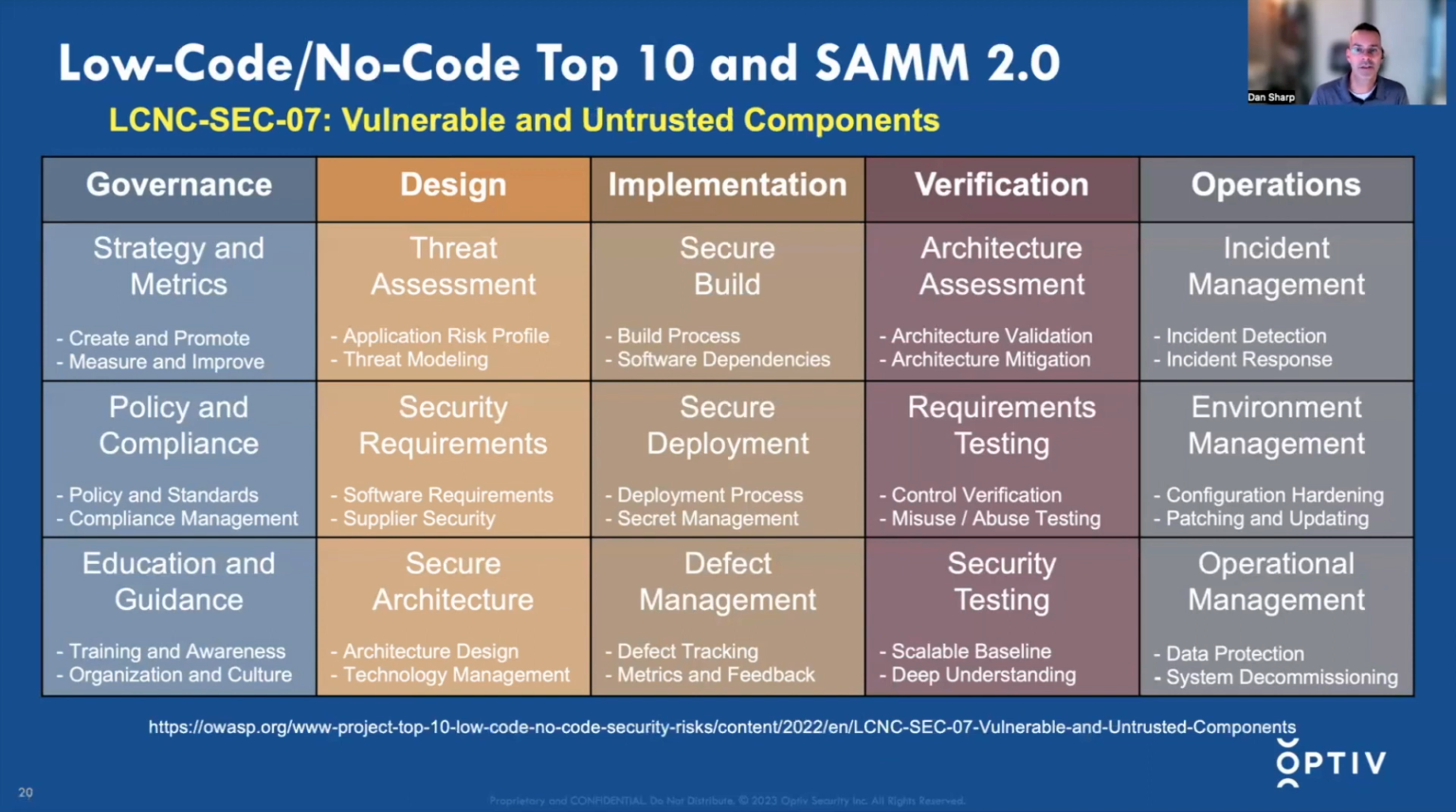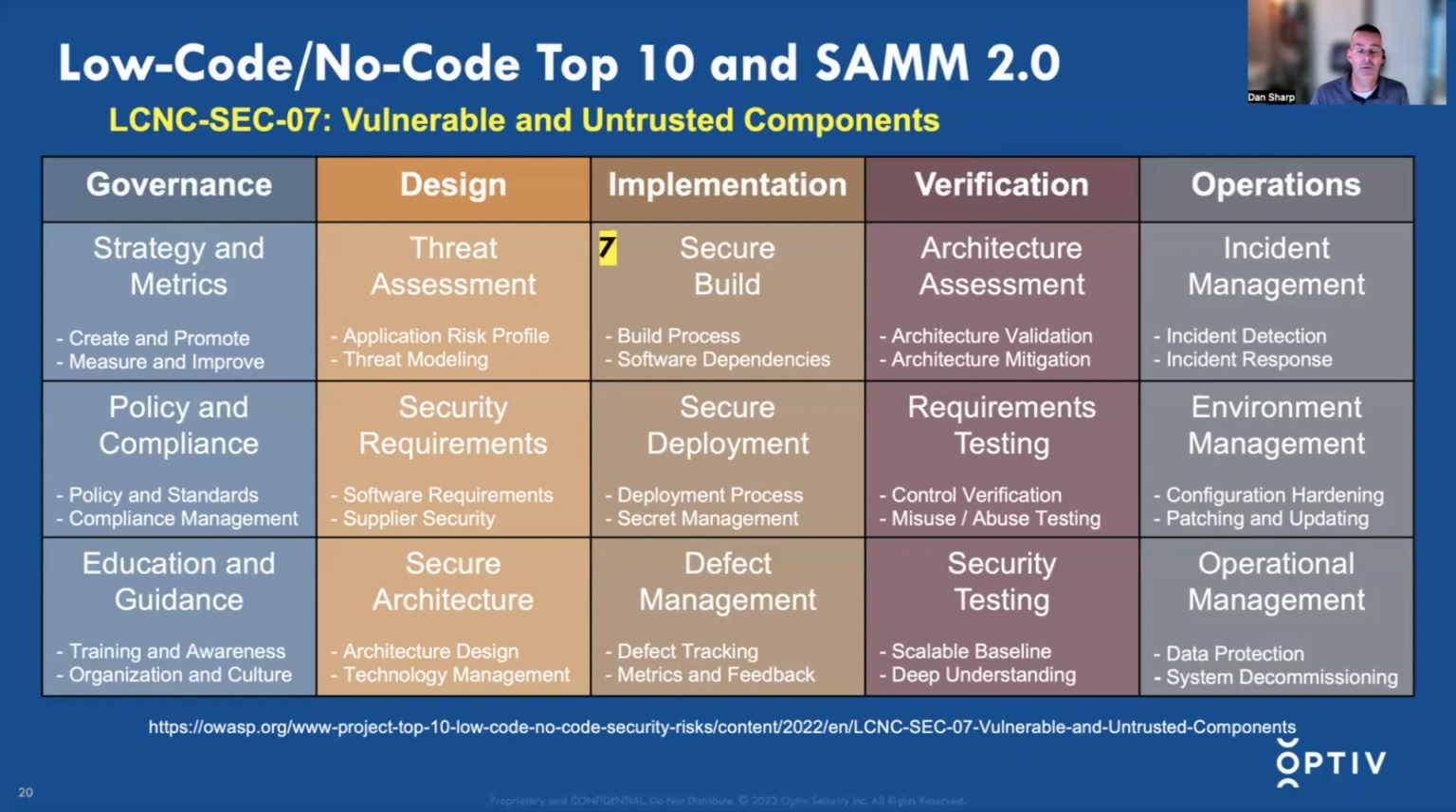Number 7, vulnerable and untrusted components. So a lot of these low-code, no-code applications rely heavily on ready-made components, either off the marketplace, off the web, or custom connectors that are built either by internal developers or external developers that they're using within the platform. And these components are often unmanaged, lack visibility, and expose applications to supply chain risks.